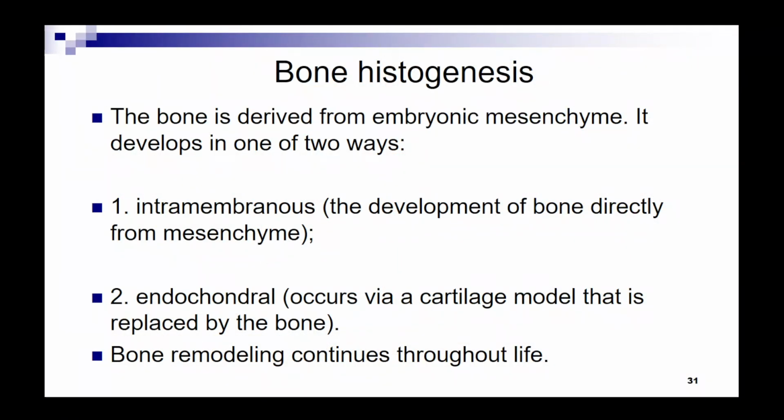So, bone histogenesis. Bone is derived from embryonic mesenchyme. It develops in one of two ways: intramembranous, the development of bone directly from mesenchyme, and endochondral, which occurs via a cartilage model that is replaced by bone. Bone remodeling continues throughout life.